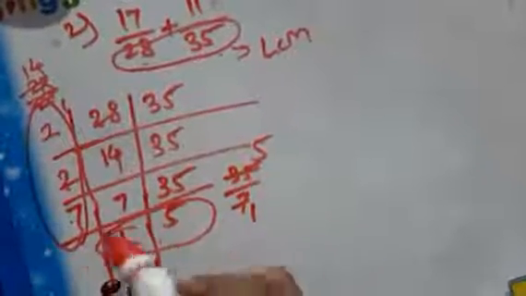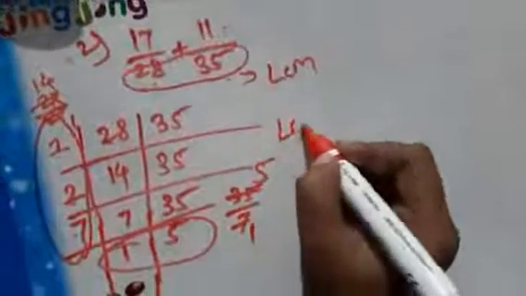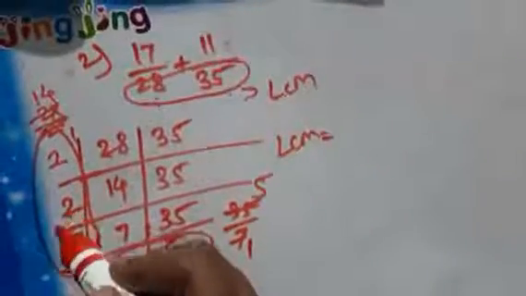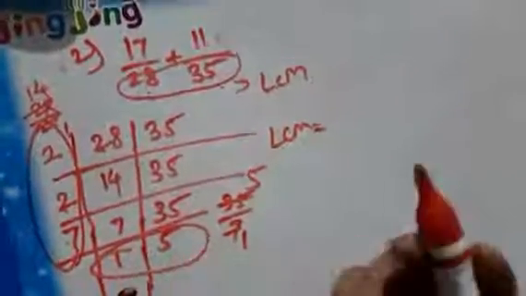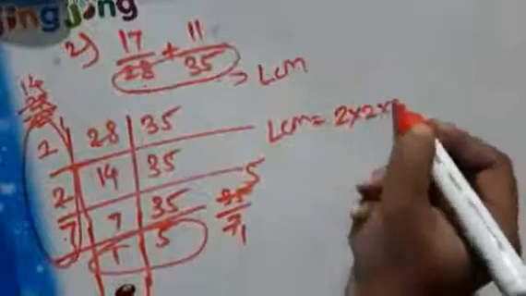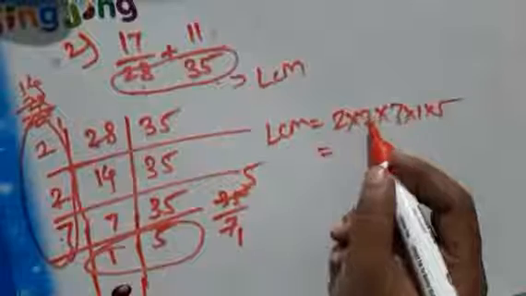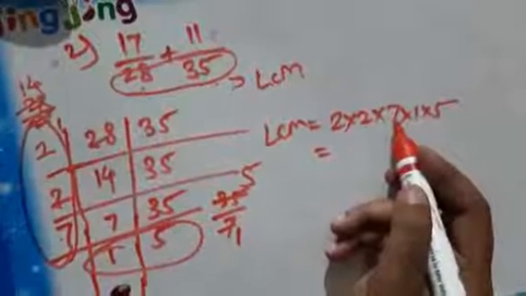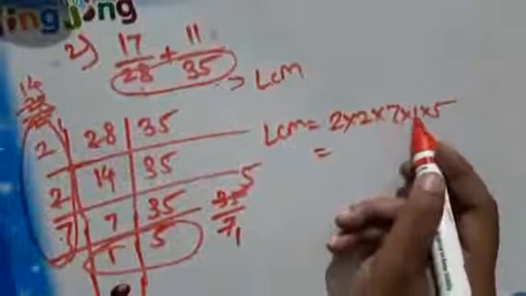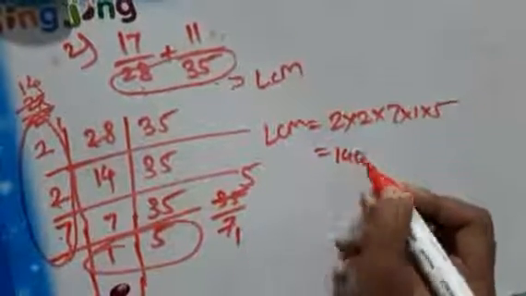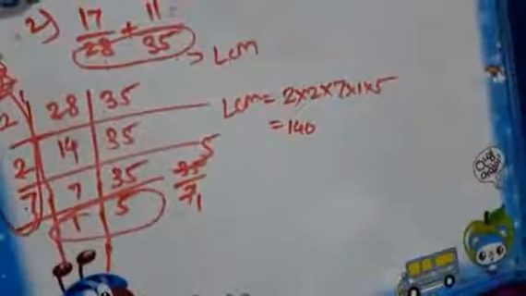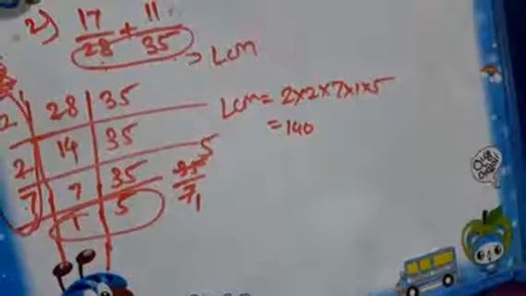So how are we calculating the LCM? The multiplication of the common factors and these prime factors. So the LCM will be 2 into 2 into 7 into 1 into 5. 2 2s are 4, 4 7s are 28, 28 1s are 28, 28 5s are 140. So the LCM of 28 and 35 is 140.